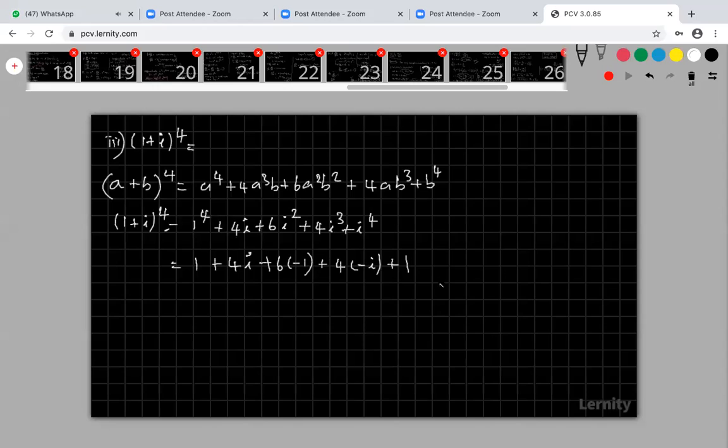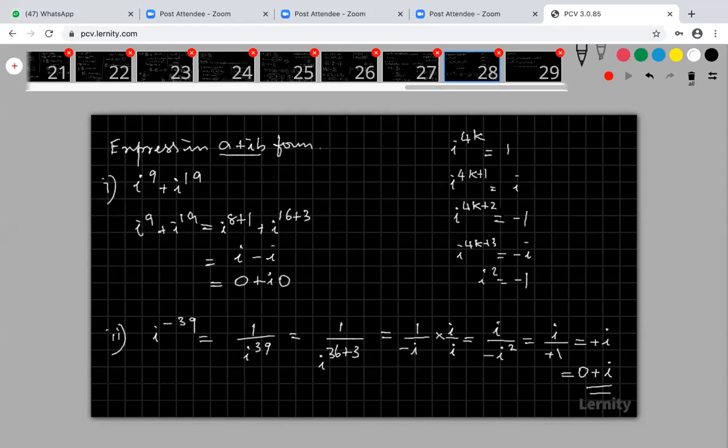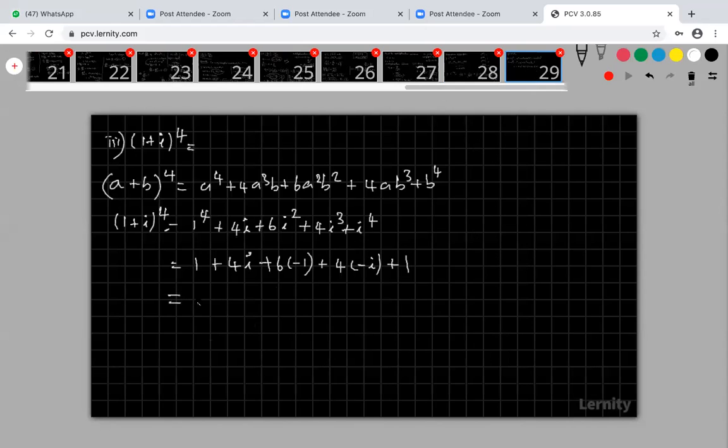How you are writing i power 4 is plus 1, sir? Look at the power. If the power is a multiple of 4, my i power 4k is 1 only. I'm using this formula. This we have already discussed. I'm using this. And now look at that.